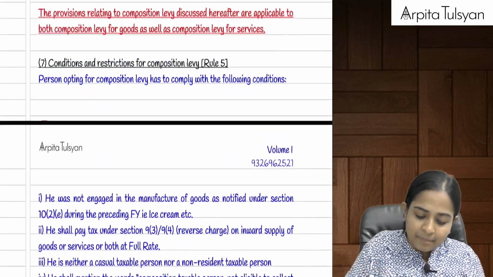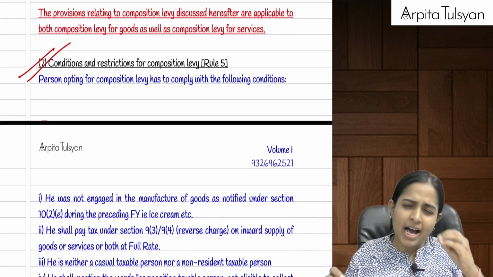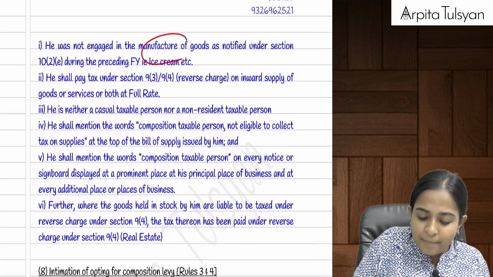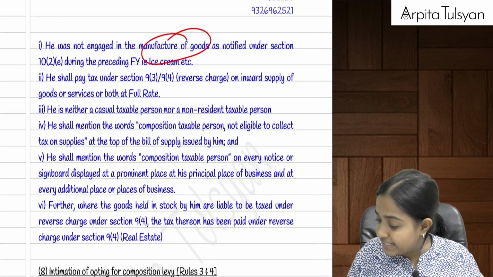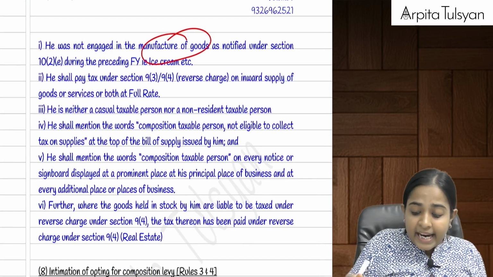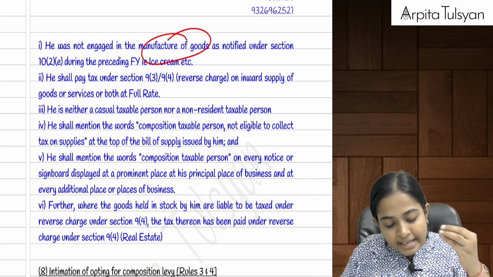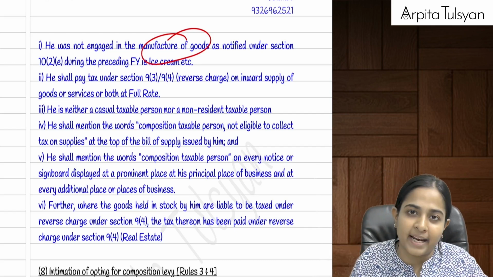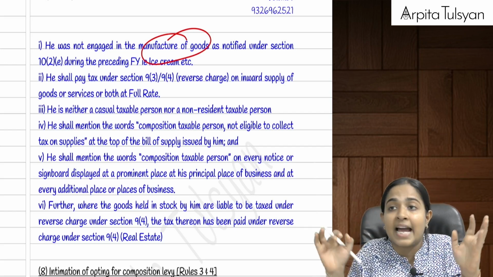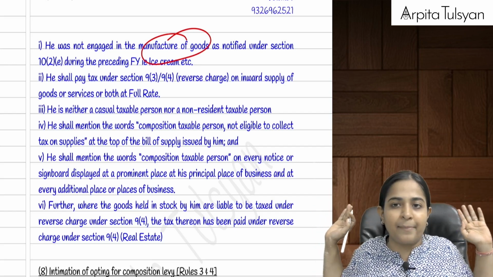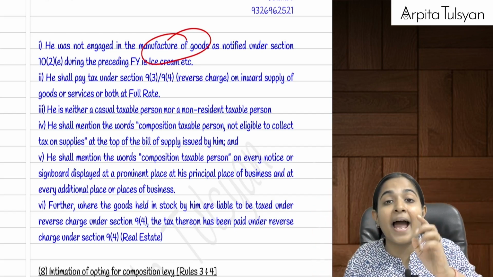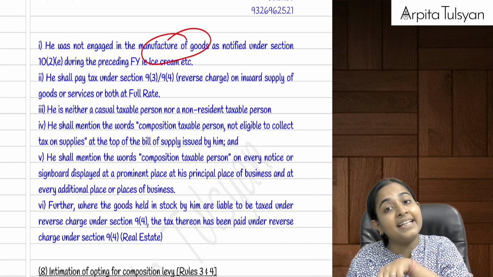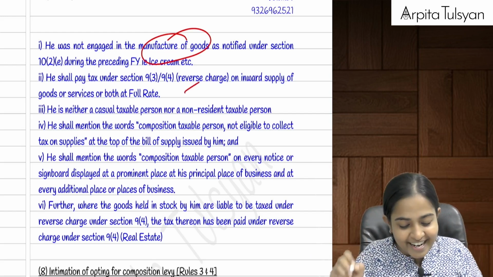Now listen, some terms and conditions for this composition levy. Last few points, okay? First of all, he should not be engaged in manufacturing of those notified products, etc. Next, if there is some inward supply, some purchases on which he is liable to pay tax under reverse charge mechanism, then he will have to pay tax. Then he cannot say I am a composition scheme person, RCM is not applicable to me. No, he will have to pay tax on RCM, and that too at full rate, not at 1%, 5% and 6%. And can he take the credit of that? No, he cannot take the credit of the same.